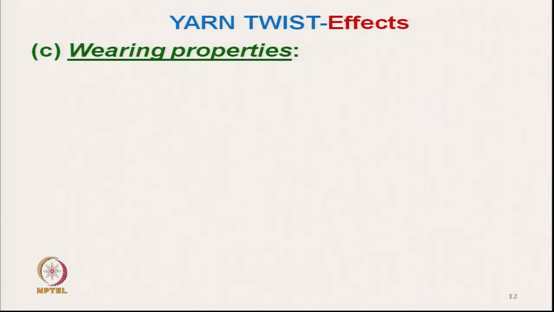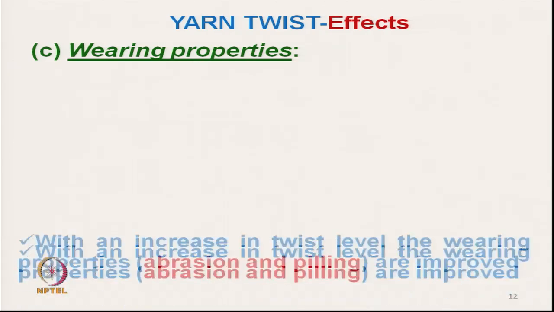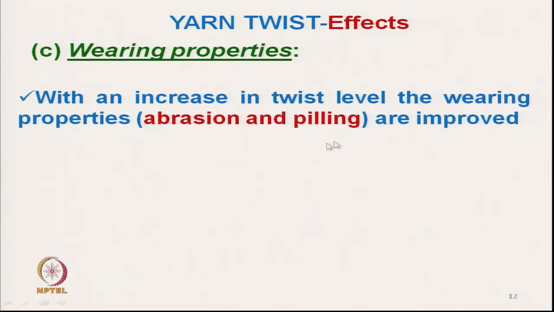Now, wearing property means how the fabric gets worn out. With the increase in twist level, the wearing properties like abrasion and peeling, as I have just mentioned, are improved. So, if we have to improve abrasion resistance or peeling characteristics, then we must use a fabric made of high twisted yarn.